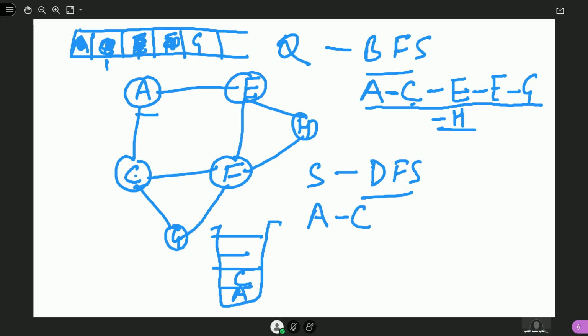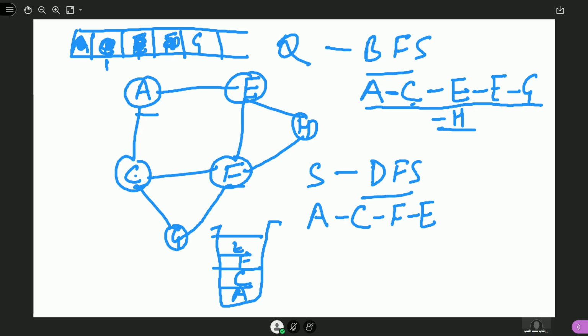Again the same rule, last in, first out. What is last in? C. From C I can go to F or G. In alphabetical order E, F, G, so F comes first, so I go to F. Again the rule is the same: last in is F, so I check F now. From F, I can go to H, E, or C. C is already finished, so E comes first, and I will go to E.